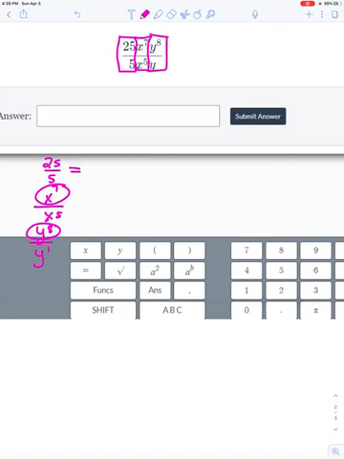25 divided by 5 is 5. More exponents in the numerator, so I'm going to bring it up here. My base is x. 7 minus 5 is 2, so my new exponent is 2.